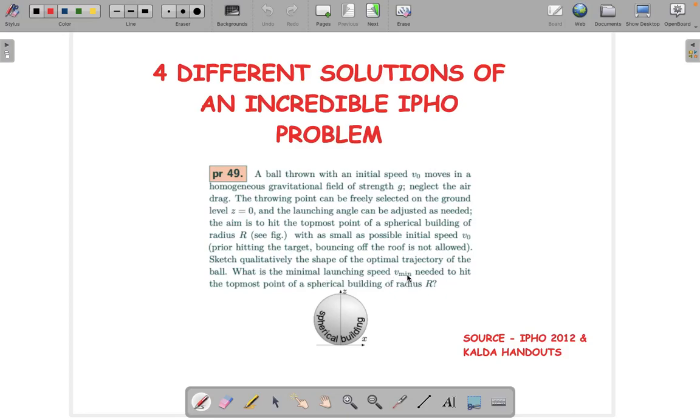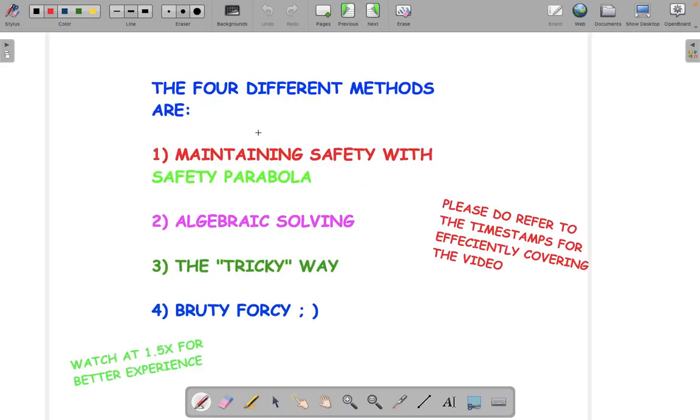So please try this problem yourself because it is a very beautiful problem. And now let's proceed with the solution. So this problem is solved in four different methods. The names are, first of all, maintaining safety with the safety parabola. So the first method is the safety parabola method.